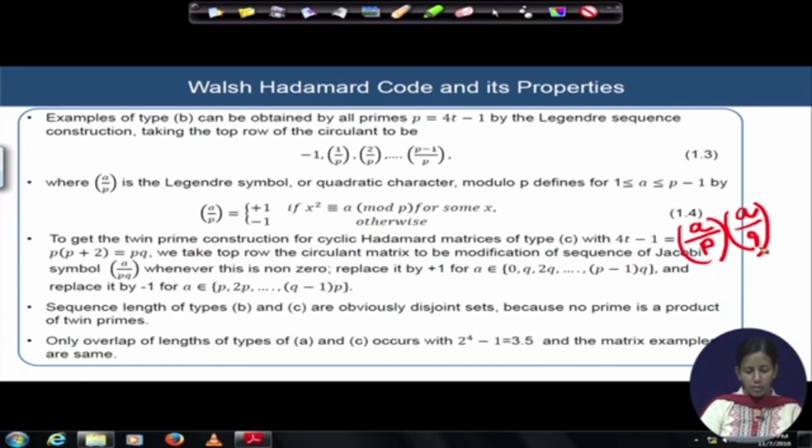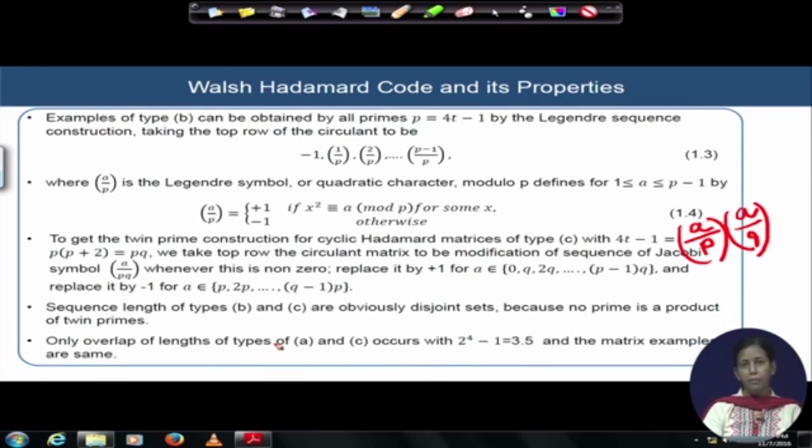And the sequences that we have generated by type B and type C are obviously disjoint, because no prime is a product of two prime numbers. So it can never be another prime number, and hence B and C are completely disjoint in the generation process itself.